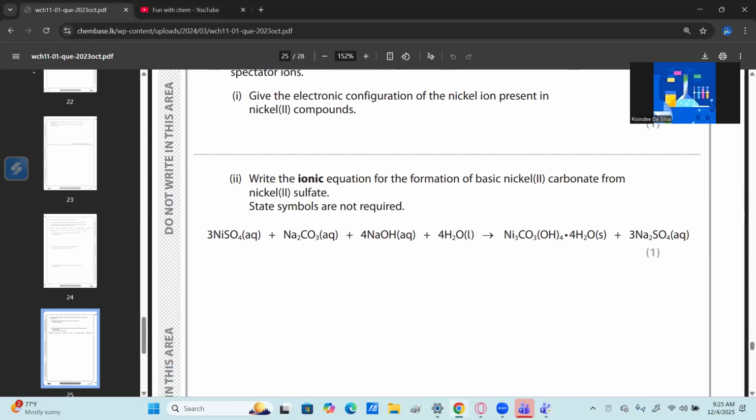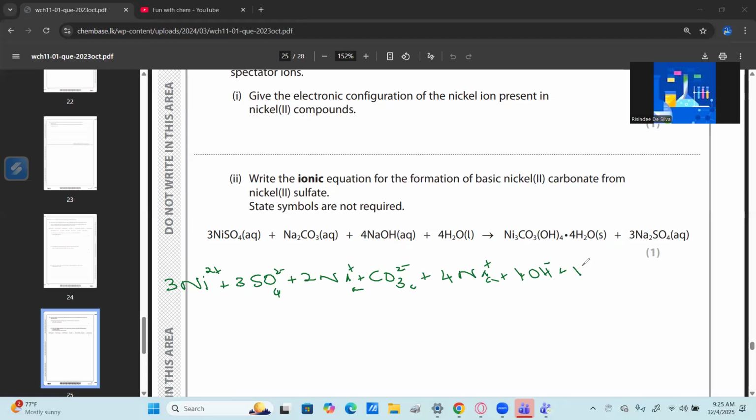Write the ionic equation for the formation of nickel carbonate, which is very easy. We can break only the aqueous compounds into ions. So when you are breaking it, you have to write the amounts of each ion also. So if you take 3 nickel sulfate, we have 3 nickel 2 plus and 3 sulfate also. Here we have 2 Na plus and CO3 2 minus, 4 Na plus, 4 OH minus. We can't break liquids, solids and gases. We can write 4 water as it is.